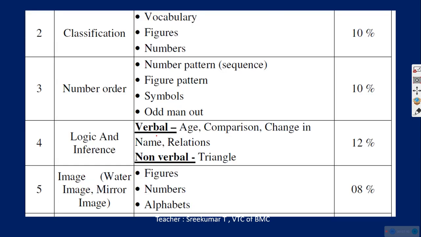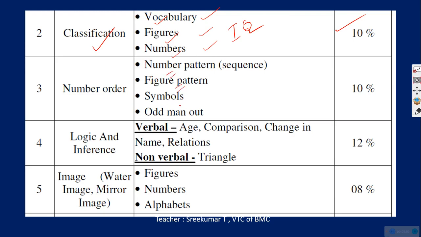Another aspect is classification capacity. Are you able to classify things, groups? The question paper will be classifying vocabulary, figures and numbers. Do you have the capacity to classify? That is a matter of intelligence quotient. Naturally 10% marks are given for that.